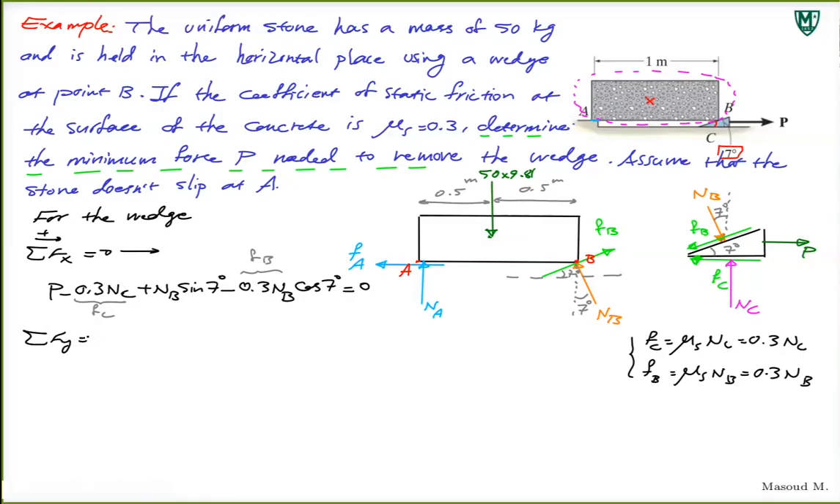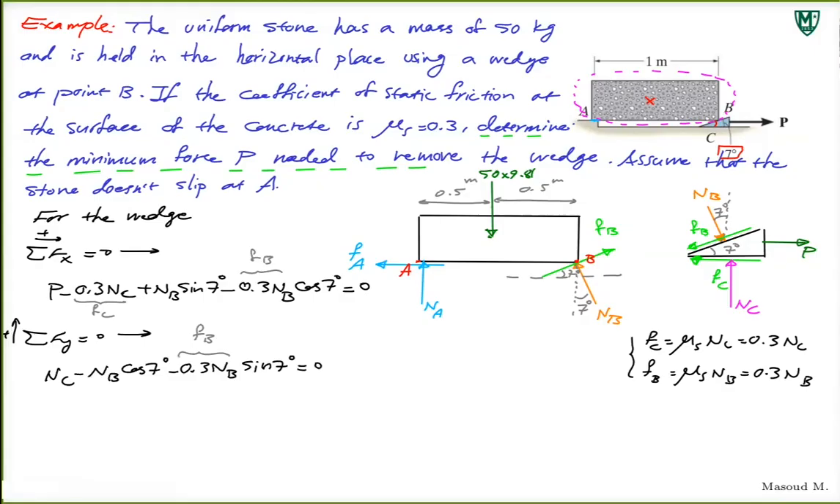Summation of forces in y direction, take upward as positive. We have NC upward positive. We have minus NB cosine 7 degrees downward, and then we have that FB there, so minus 0.3 NB sine 7 degrees, is equal to 0. This is just FB. I just plugged in.